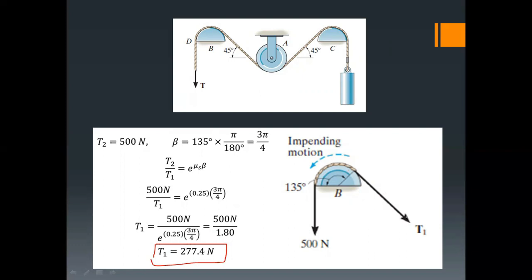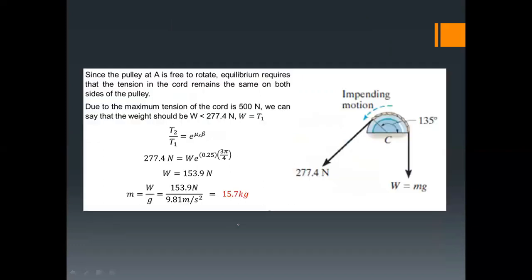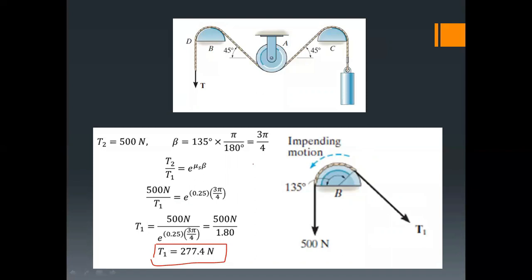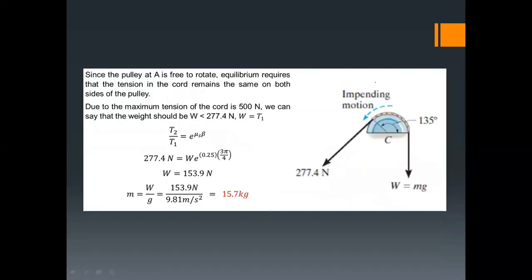So, saan natin gagamitin yung tension T1 na yan? Simply by acting lang dun sa ating point C. So, makita sa figure natin, may tension tayo dito na 277 and then meron tayong tension dito na dapat nakuha from our C. Okay? So, since the pulley at A is free to rotate, equilibrium requires the tension in the cord remains the same on both sides of the pulley.